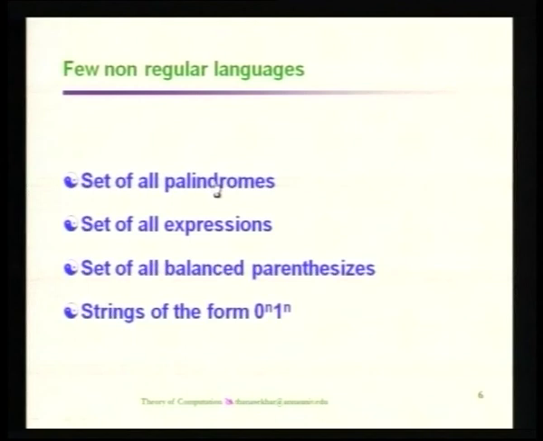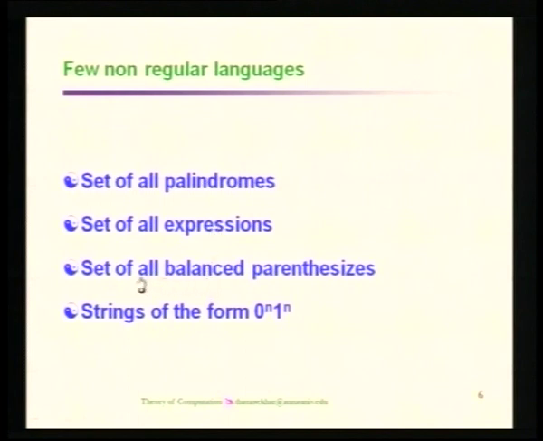So, here you can see that the strings of the form W reverse, a string which reads the same both from left to right as well as from right to left, are called palindromes. Another one is the set of all arithmetic expressions. That is also a class of language which could not be generated with the help of a regular expression or a finite automata.